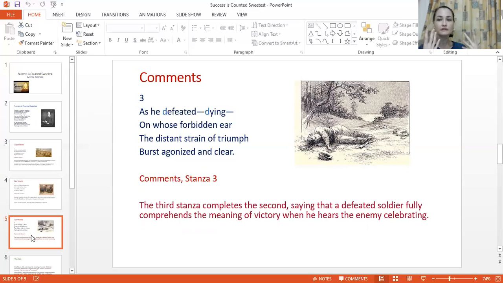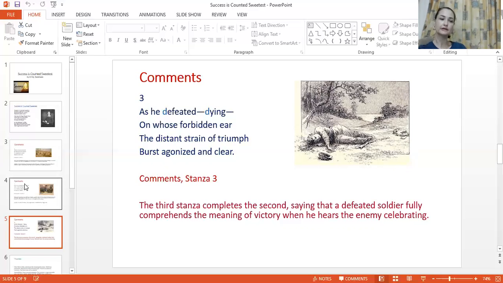So he hears all that. He understands that he is about to die, that he has lost the battle. And all these triumphant cries burst, agonized and clear. Look, she uses a very, very strong word, agonized. What is agony? Severe pain. It could be physical, it could be mental. In my opinion, here we are dealing with both mental and physical pain.